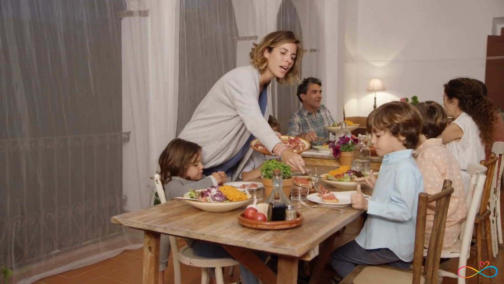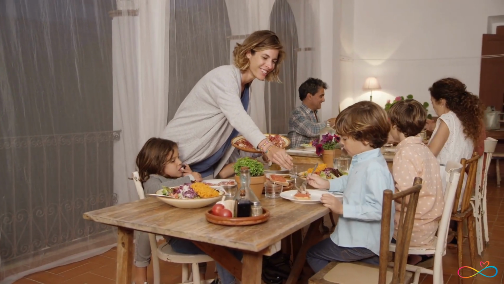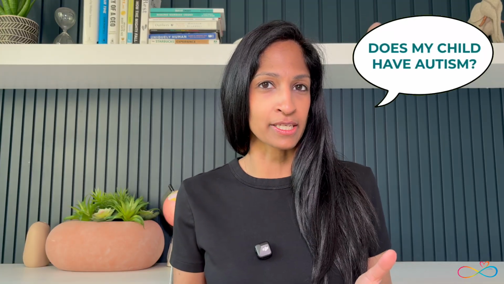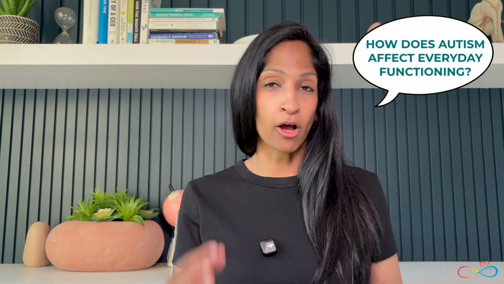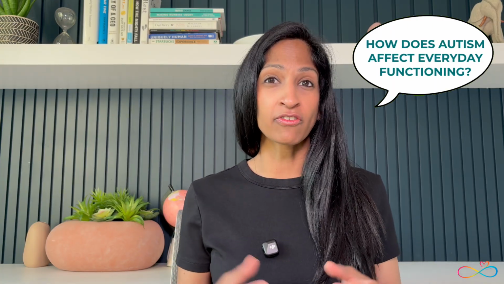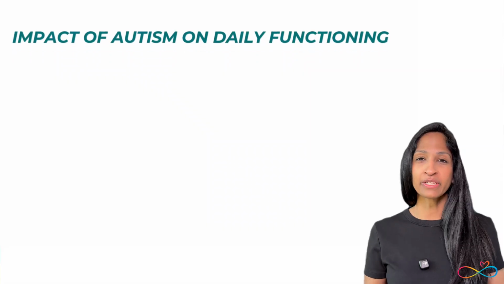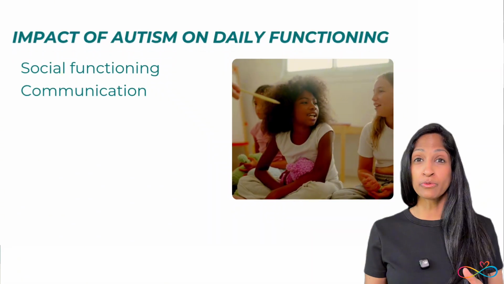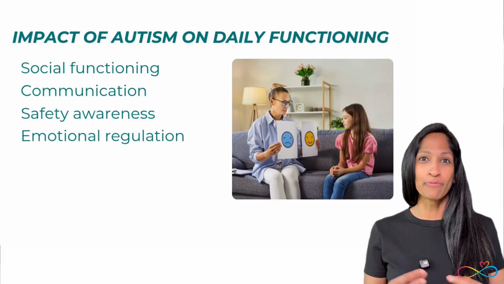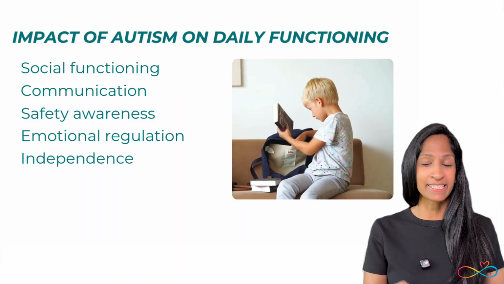The Disability Tax Credit, DTC, is not automatically approved if your child has an autism diagnosis. That is a misconception. The CRA is looking at how that disability, i.e. autism, affects everyday functioning. So the question is not simply, does my child have an autism diagnosis? The question becomes, how does autism affect my child's ability to function in the everyday? This can include examples like social functioning, communication, safety awareness, emotional regulation, independence, and adaptive skills.